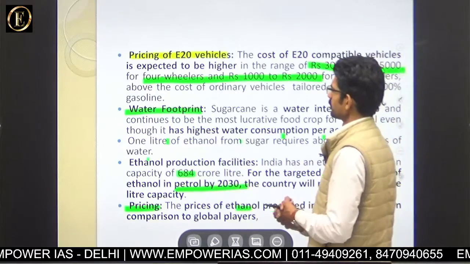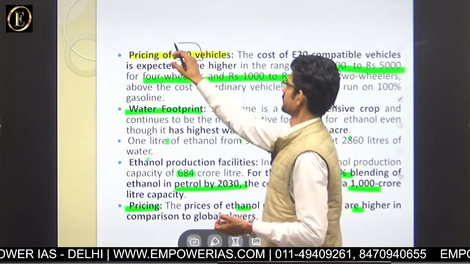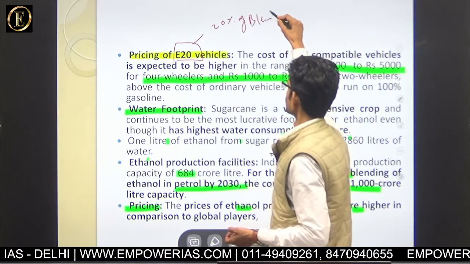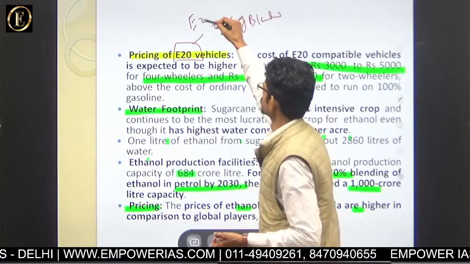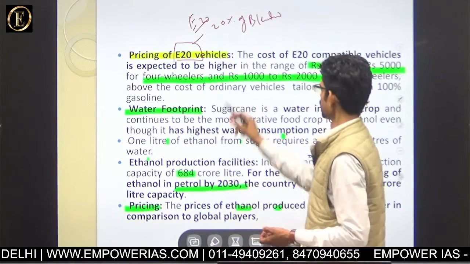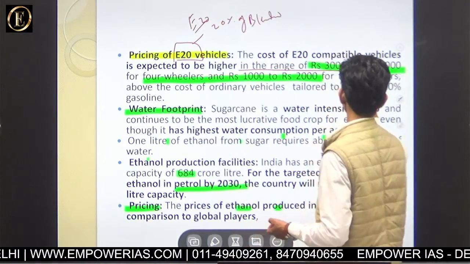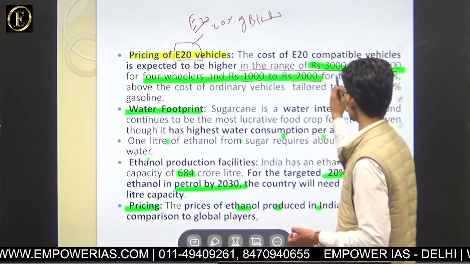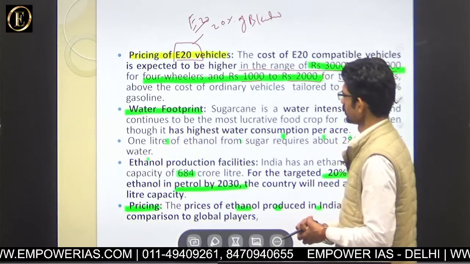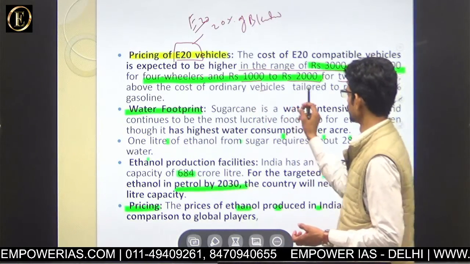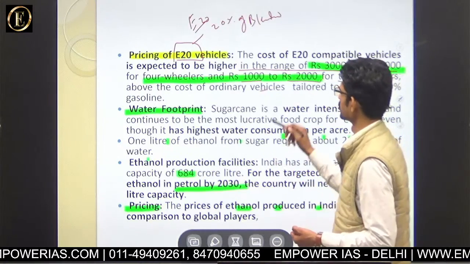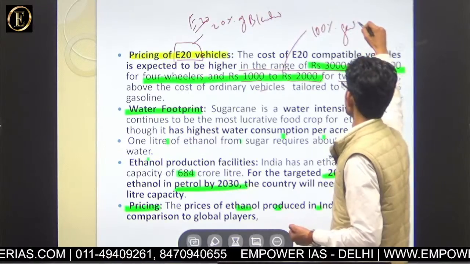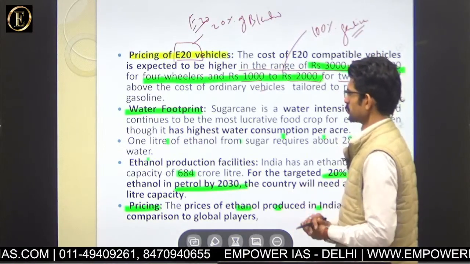Now pricing of E20 vehicle, so वैसे व्हीकल जो 20% ऑफ ब्लेंडेड फ्यूल का यूज़ करेंगे, यानी कि E20 व्हीकल्स, उनकी प्राइसिंग will be higher than the range of ₹300 to ₹500 for four wheelers and ₹1000 to ₹2000 for two wheelers above the cost of ordinary vehicle running on 100% gasoline. तो ऐसे व्हीकल को 100% गैसोलीन तक लाया जाने की कोशिश हो रही है.